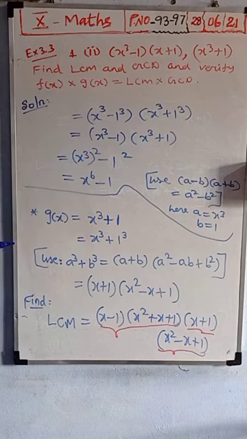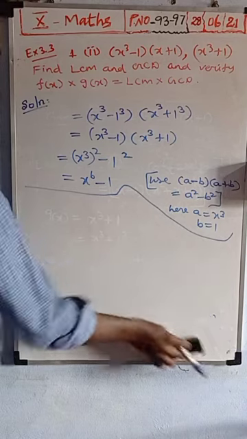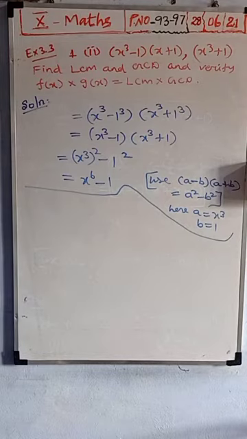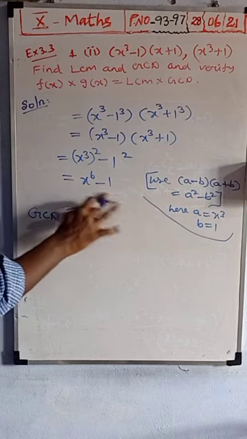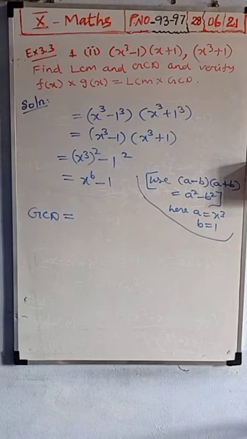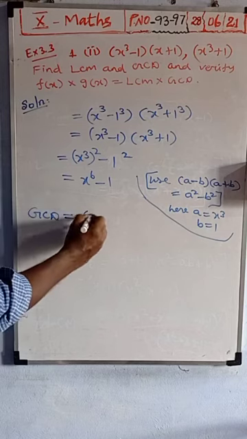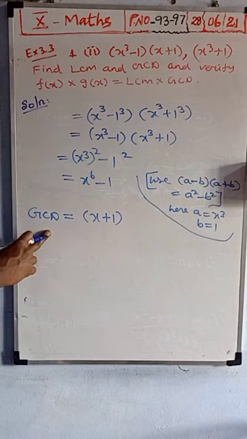Next we want to find the GCD. GCD means what is common to both. Both f of x and g of x we factorized. In that, what is common in both? Only x plus 1 is common. So this is the GCD: only x plus 1. So I have written x plus 1 as the GCD.